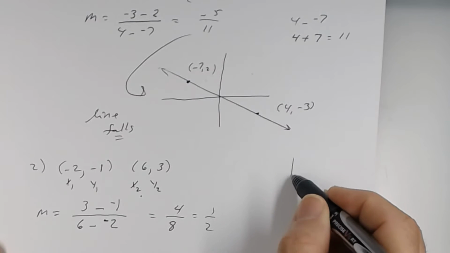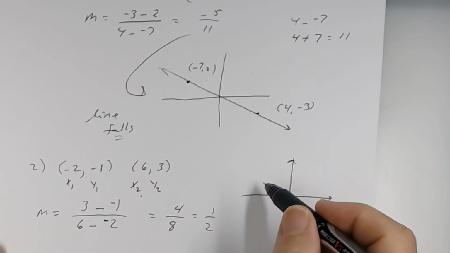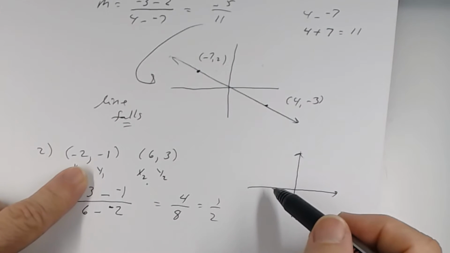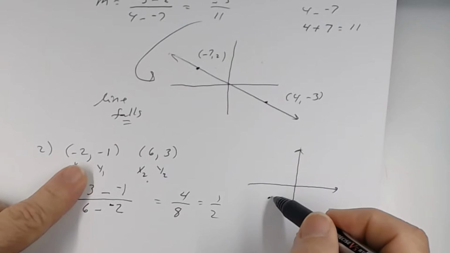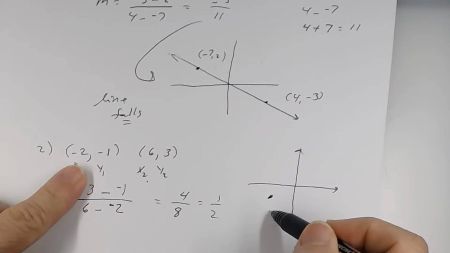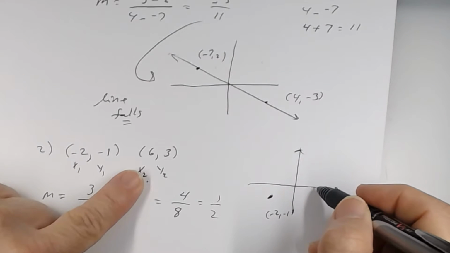So real quickly, just drawing an x, y axis. Negative 2, negative 1 is in what quadrant? The third quadrant, somewhere around here, right? You agree? Yep. 6, 3 is in what quadrant? First.